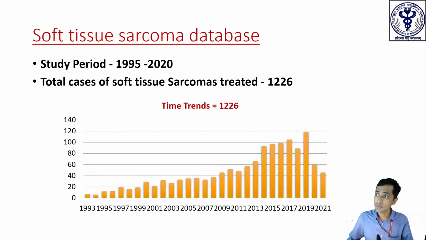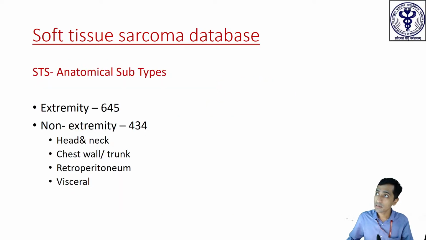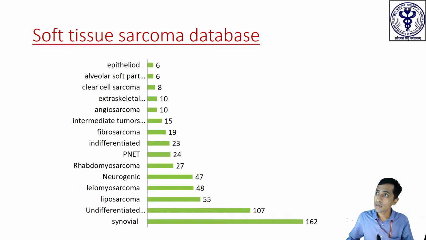The number of cases has been consistently increasing throughout these years, and now reaches more than 1,200 cases. These tumors arise from either the extremity or non-extremity. In extremity, there are more than 600 patients. In non-extremity, around 400 patients with various subsites. Histologically, synovial and undifferentiated sarcomas are the most common types we have encountered.